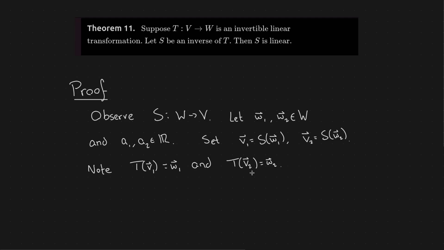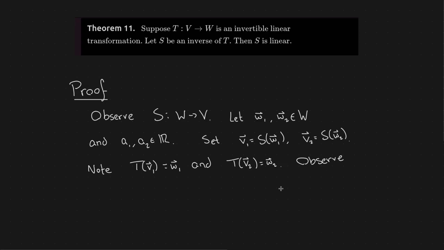Okay, and so the reasoning for this last line here, we take one of these and just apply transformation T to both sides. Well, T of S of W2, T and S are inverses, right? So if I apply T to S, I should just get back what I started with, which was W2. All right, which is exactly this statement here. So that's all I'm doing. I'm just expressing the relationship in a different way between V1 and W1, between V2 and W2.